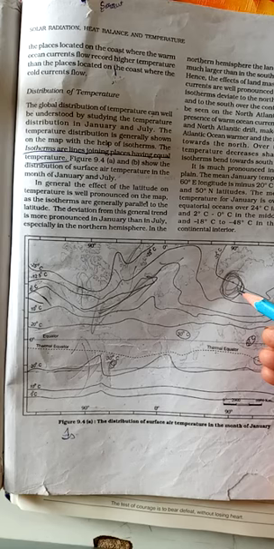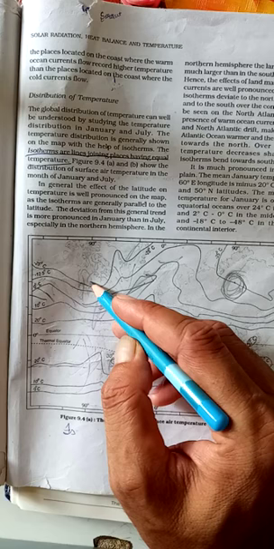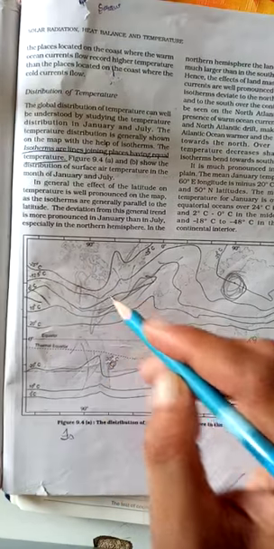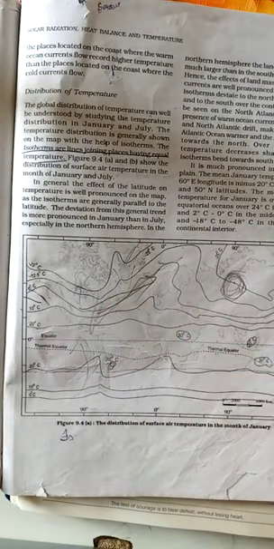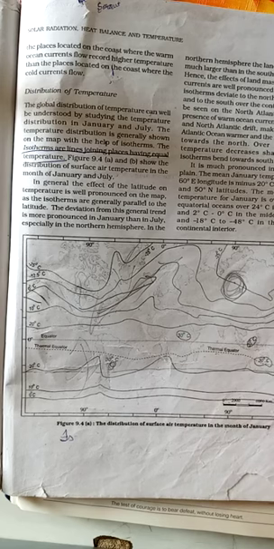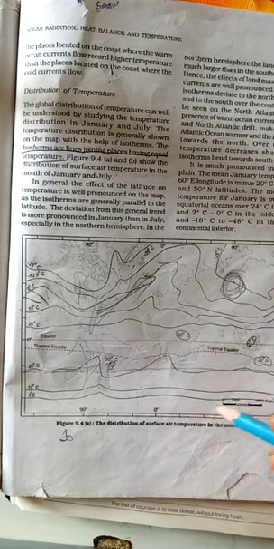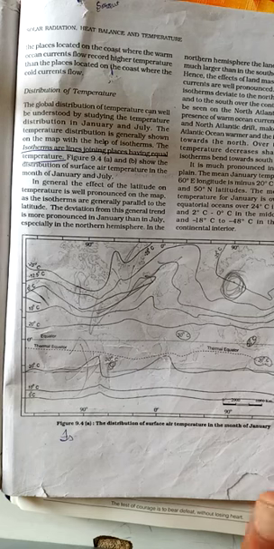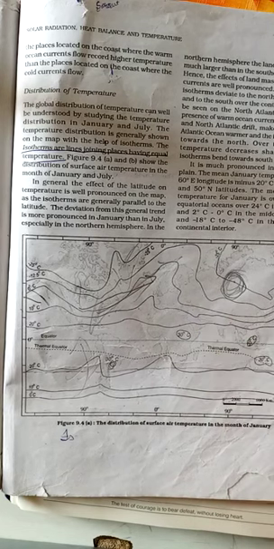Other coldest regions are Greenland and northern Canada. The western regions of continents are much warmer than their eastern counterparts. You can see here, right? And this is due to the presence of prevailing westerly winds which carry warm water from the oceanic area toward the coast.